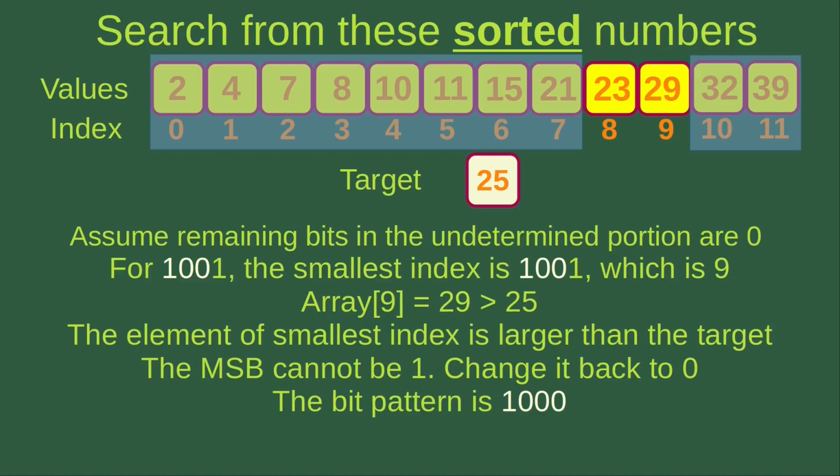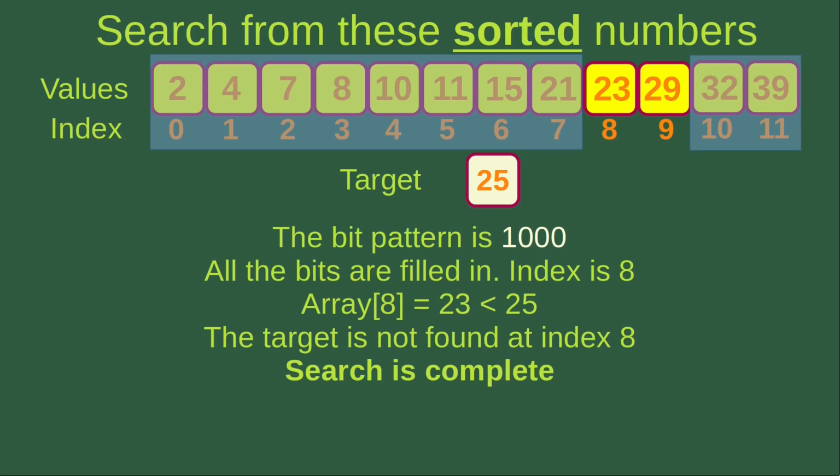Now we have this situation. The element of the smallest index is actually larger than the target. In this case, the most significant bit cannot be 1. We have to change it back to 0. It means that the bit pattern is 1000. Now we see that the bit pattern is determined as 1000. All the bits are already filled in.